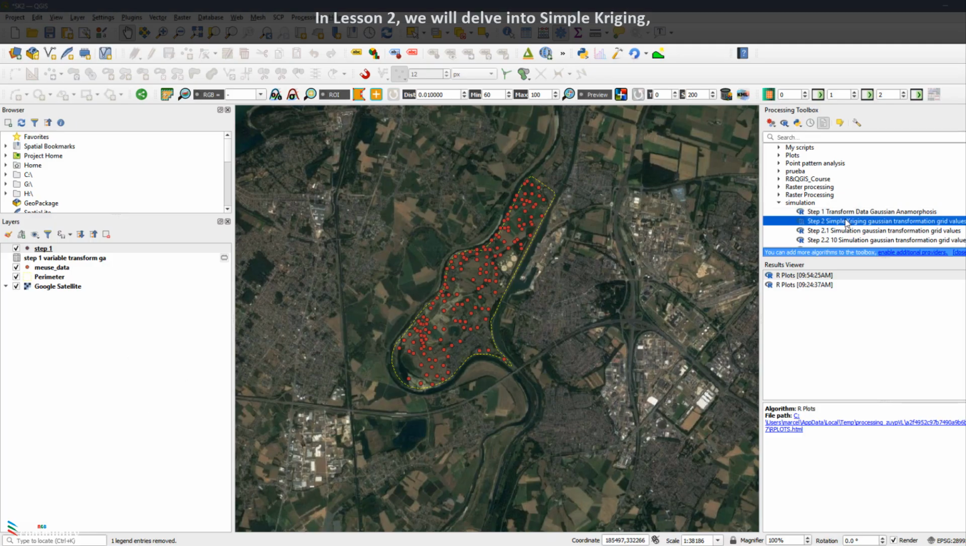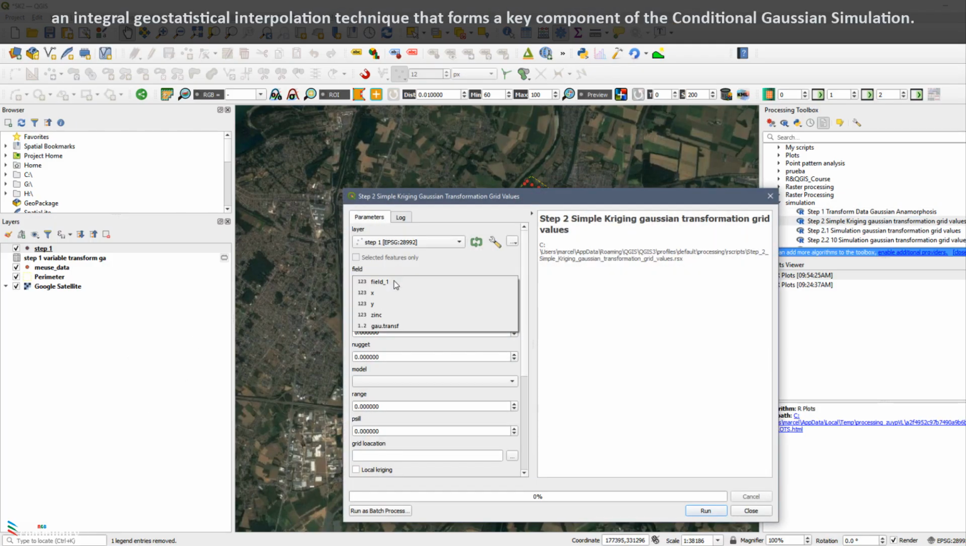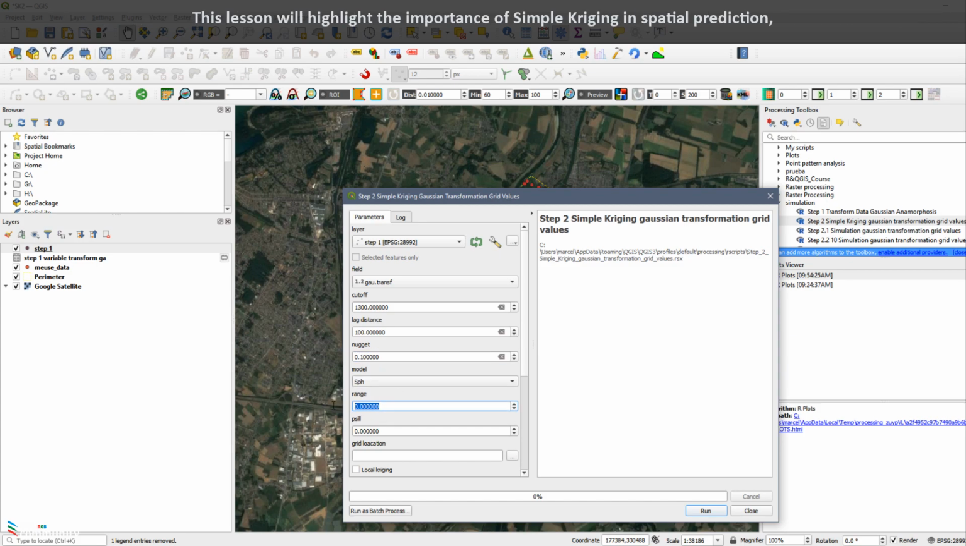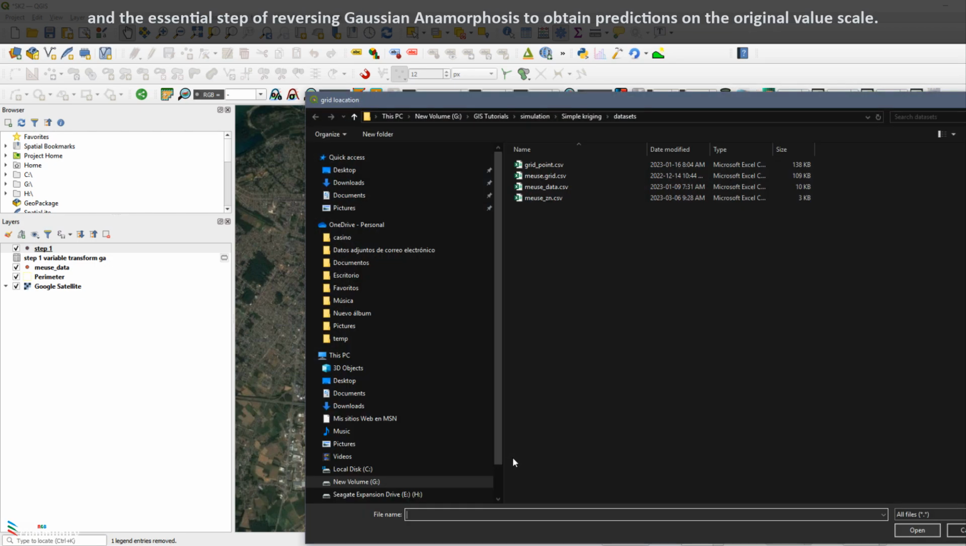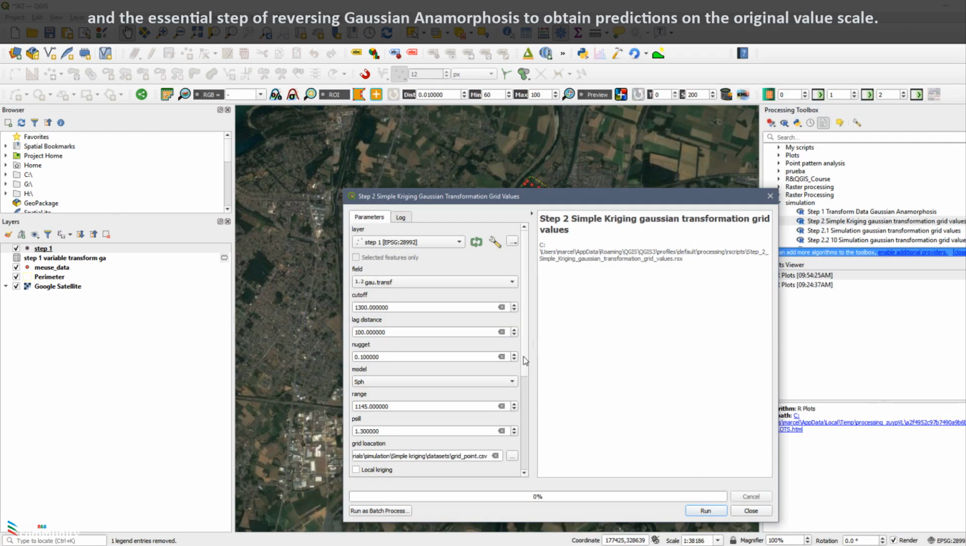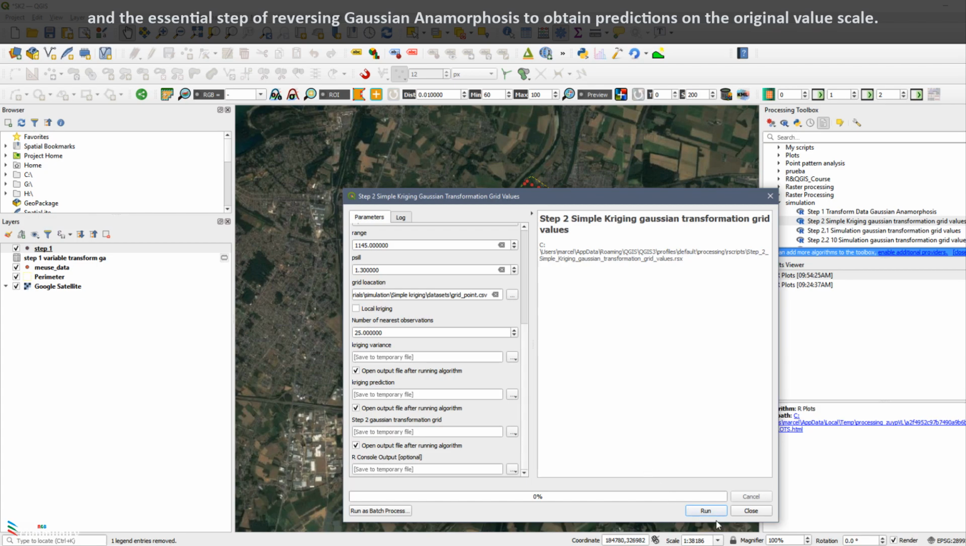In Lesson 2, we will delve into simple Kriging, an integral geostatistical interpolation technique that forms a key component of the conditional Gaussian simulation. This lesson will highlight the importance of simple Kriging in spatial prediction, and the essential step of reversing Gaussian anamorphosis to obtain predictions on the original value scale.